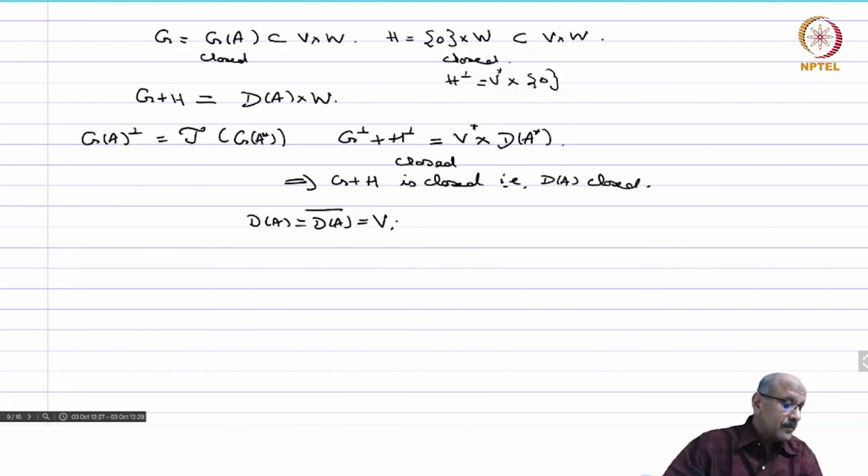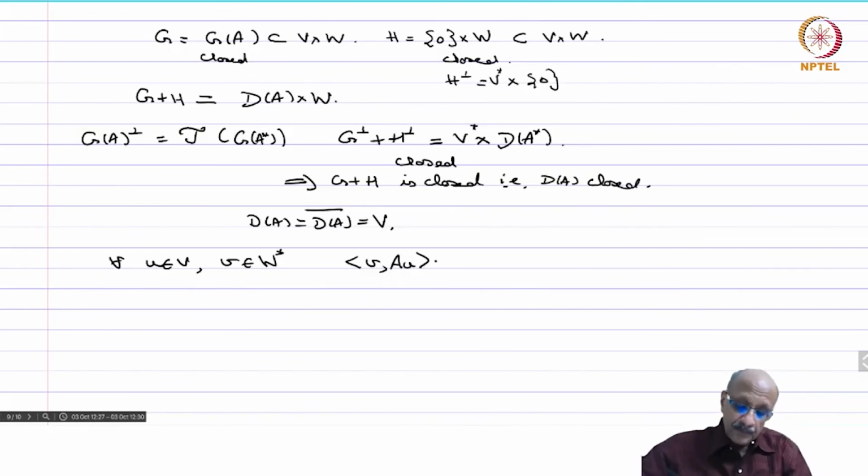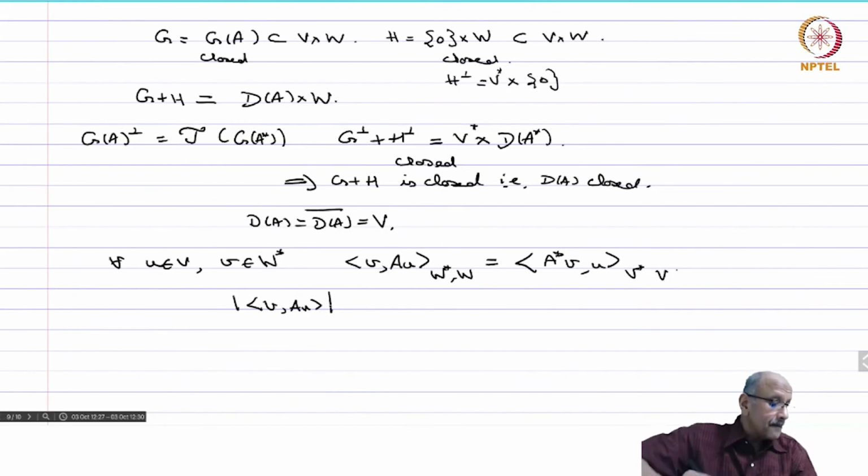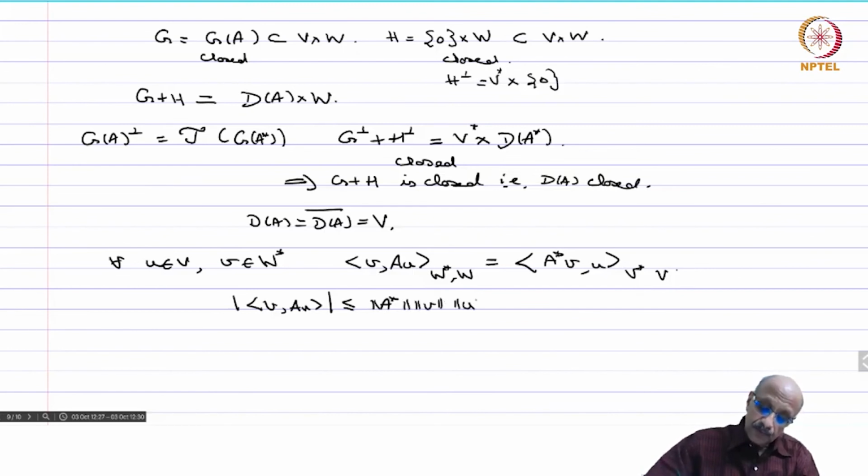So now let us take, for all U in V and V in W star, we have V of A U, this is the W star W pairing, equals A star V of U, this is the V star V pairing. So the modulus of V of A U is therefore less than or equal to norm A star, norm V, norm U. Okay, so this holds for every element V in the dual space, so for all V in W star.